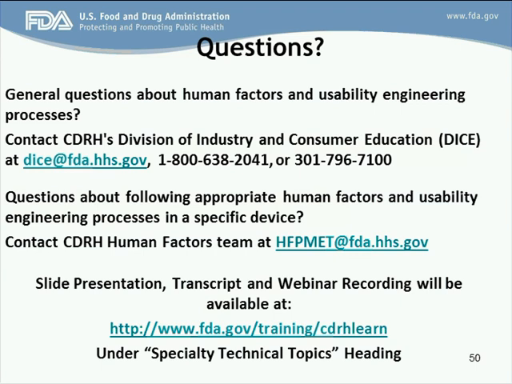Yeah, hi. Developing a mobile medical app for dose guidance for a pharmaceutical company, and interested in how the human factors and usability guidance would apply in the case of a mobile medical app for smartphones.